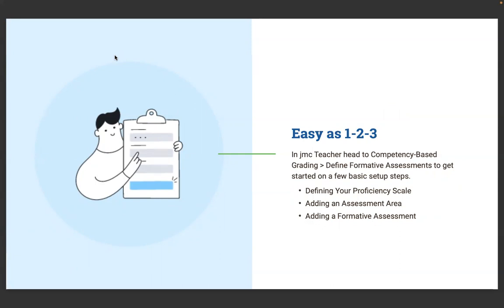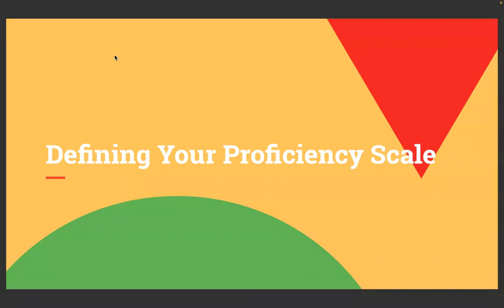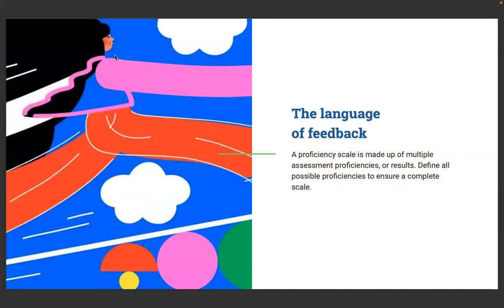So in JMC Teacher, you're going to head to competency-based grading, define formative assessments to get started on a few basic setup steps. We'll start with defining your proficiency scale, then we'll add an assessment area, and then we'll add a formative assessment. So defining your proficiency scale, if you've been following along with this series, or if you have been using competency-based grading, this step is really no different than defining a proficiency scale for either a standard-based report card or a course grade.